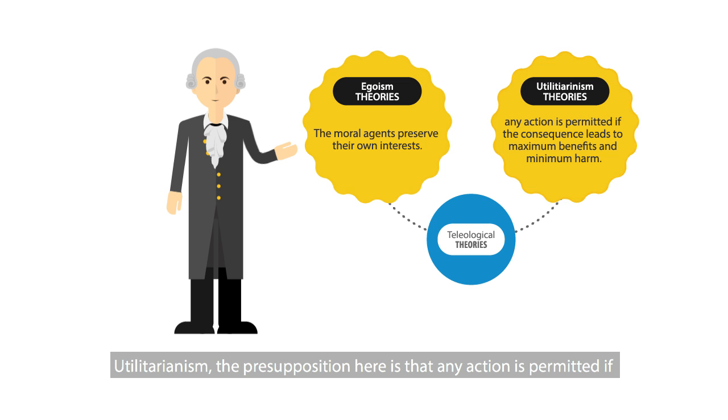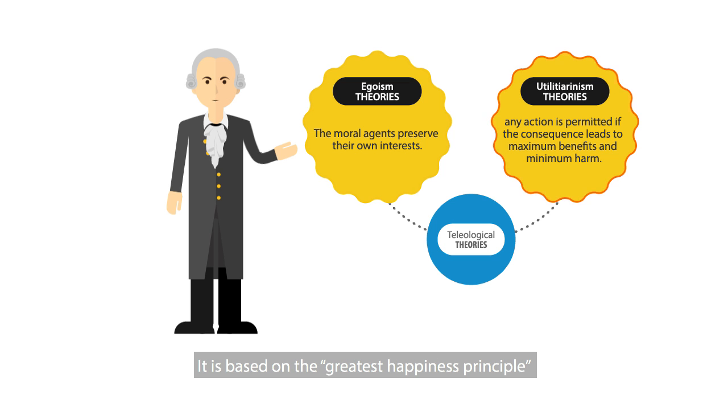Utilitarianism, the presupposition here is that any action is permitted if the consequence leads to maximum benefits and minimum harm. It is based on the greatest happiness principle.